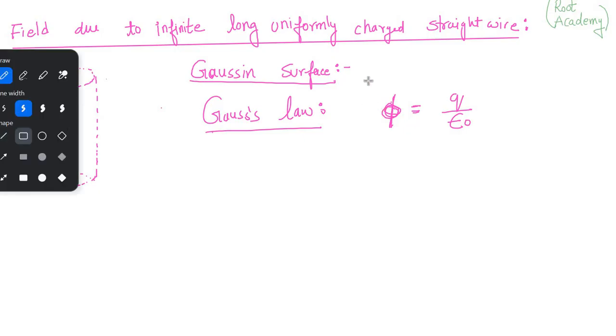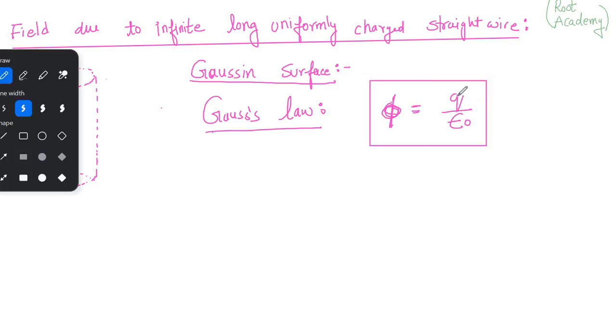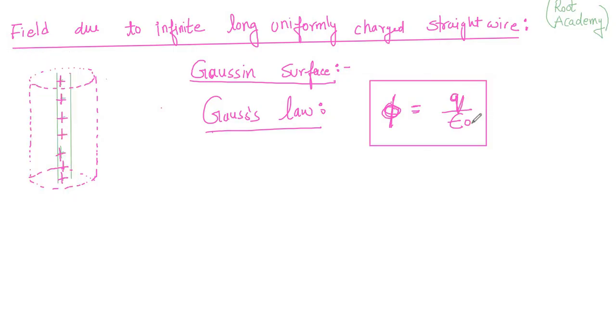This is Gauss's law. The electric flux is equal to the charge enclosed within the surface divided by epsilon naught, where phi e is the electric flux, Q is the charge enclosed within the surface, and epsilon naught is the permittivity of the medium within which we are working. So this is Gauss's law. Now we will find phi using the basic definition.